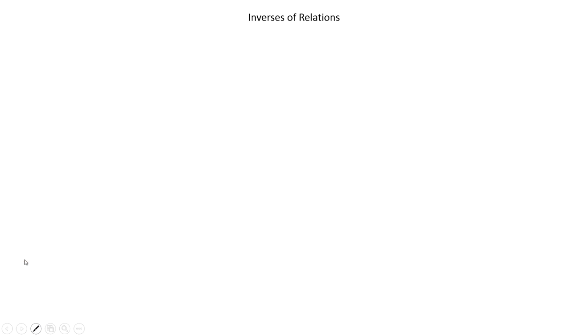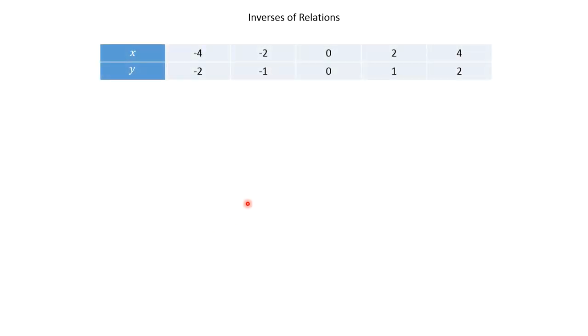So, first let's look at inverses of relations. Remember, a relation is just a collection of ordered pairs, x and y. X goes to y, x goes to y, x goes to y. We don't need to worry about an equation here. That will be taken care of with functions. So, first, we're just going to look at this table. We have x equals -4, -2, 0, 2, and 4, y equals -2, -1, 0, 1, and 2. In this case, you can probably see a pretty clear linear relationship here. That's fine. We don't care that it's a linear relationship. We're just looking at the points right now.